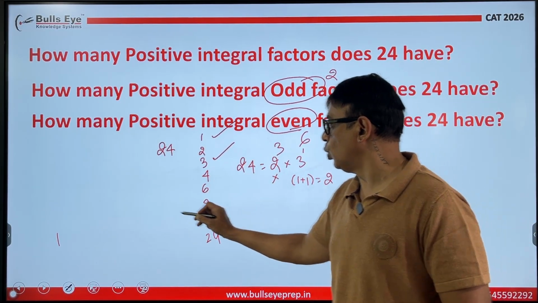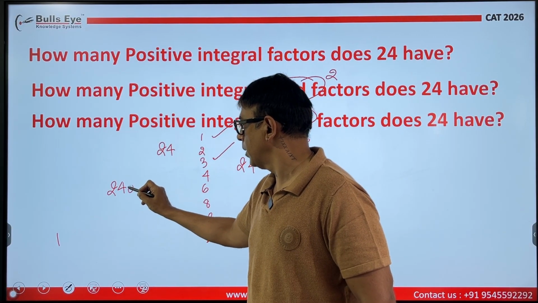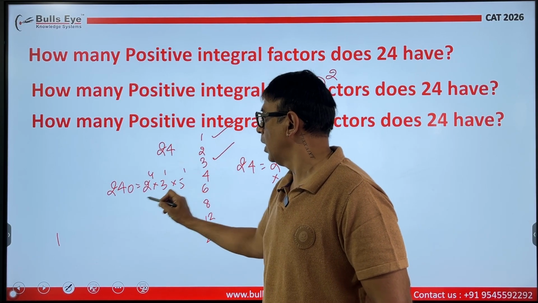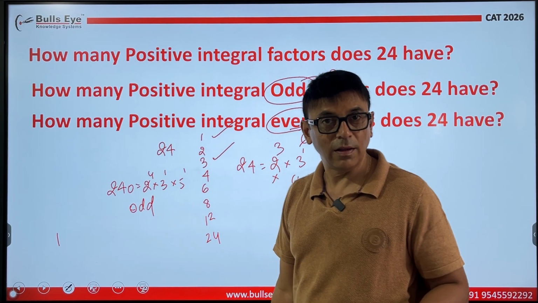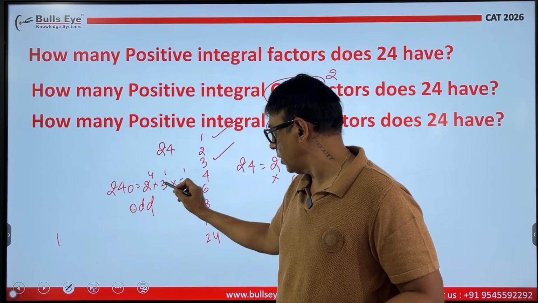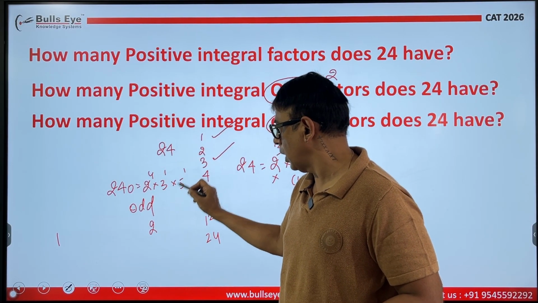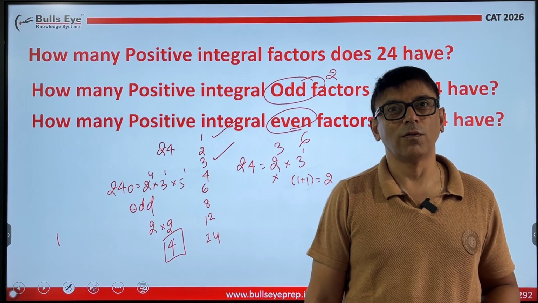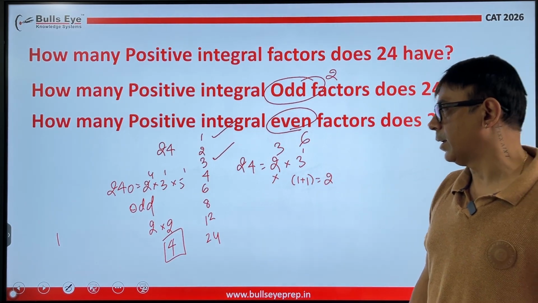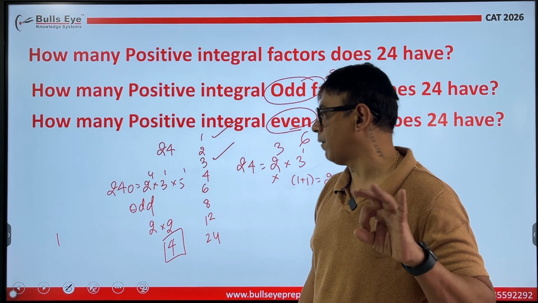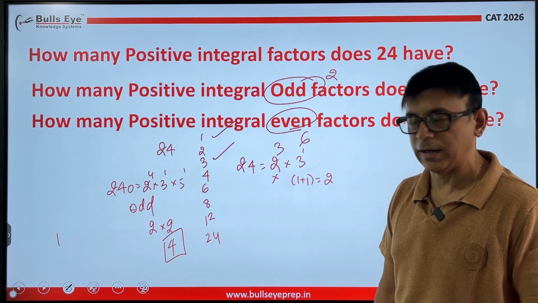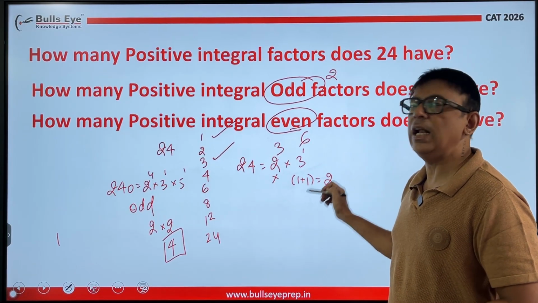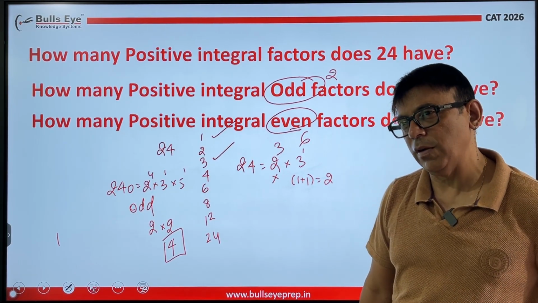So in 240, what did we have? 16 into 15. How many odd factors are there? If that is the question, I'll ignore the power of 2. This is 1 plus 1, 2 and 1 plus 1, 2. In this case, the answer is 4. There are 4 odd factors: 1, 3, 5 and 15. These are the 4 odd factors. How about even factors? Total minus odd is even. That's one simple way of doing it.